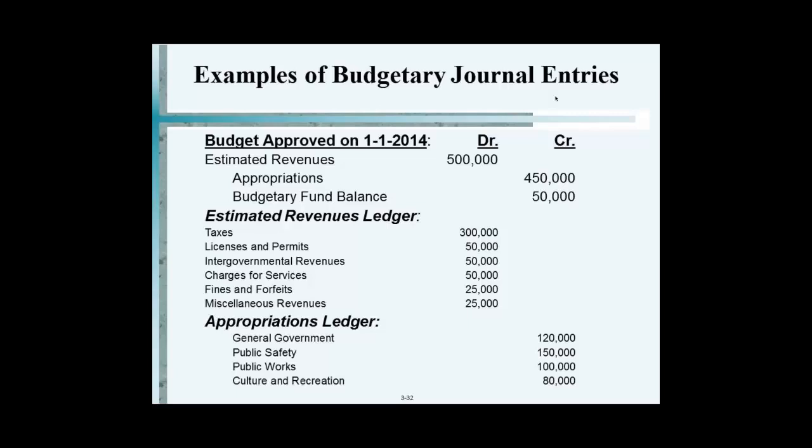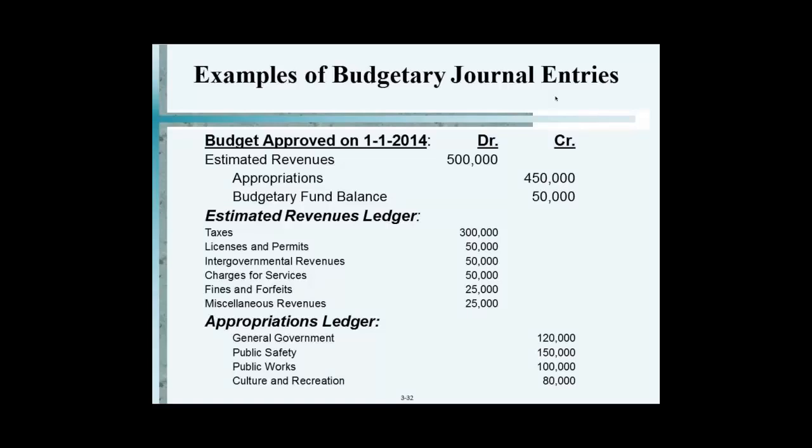This is the journal entry which is made by every single government every year when the budget is passed. Estimated revenues is debited, appropriation, which is estimated expenditure, is credited, and budgetary fund balance. And what confuses students is they say revenues. Geez, I thought revenues always had a credit balance. Estimated.